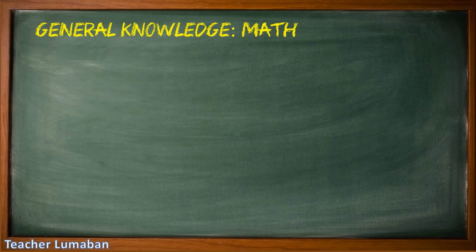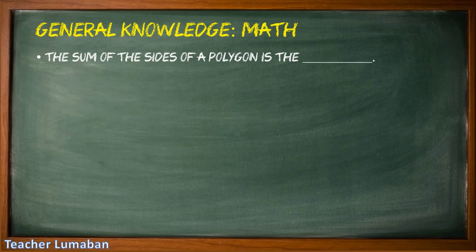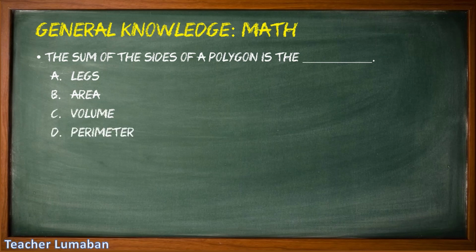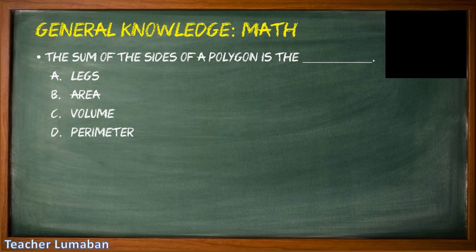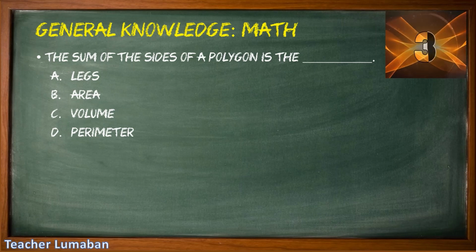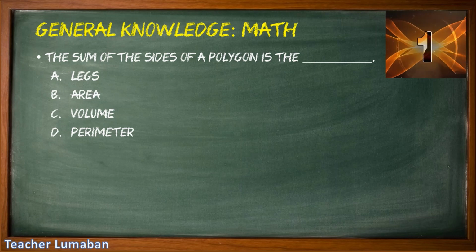The sum of the sides of a polygon is the blank. Letter A, legs. Letter B, area. Letter C, volume. Letter D, perimeter. Please answer in 5, 4, 3, 2, 1.